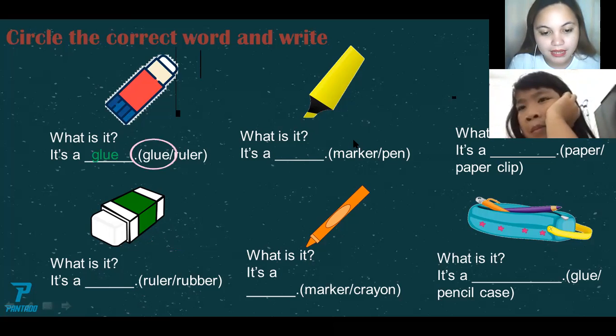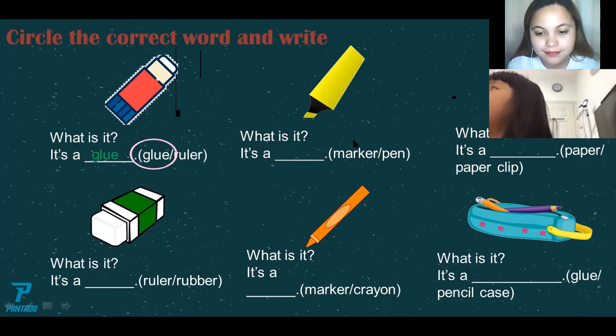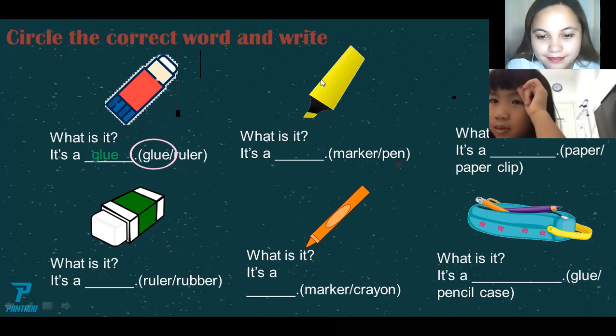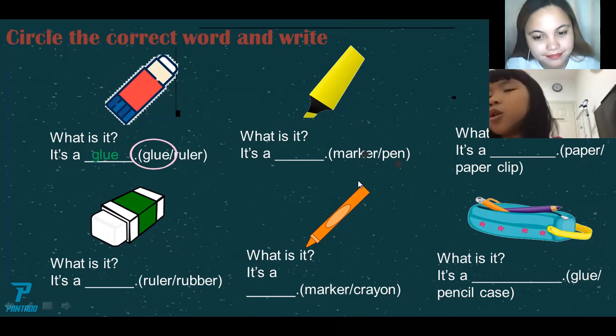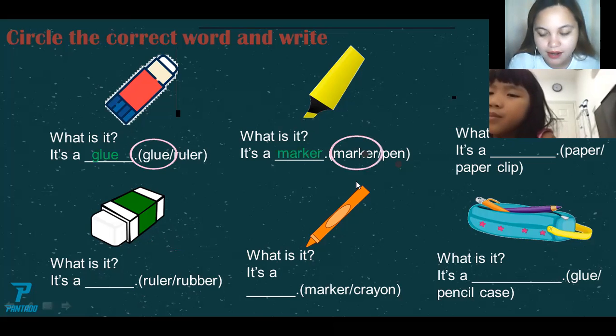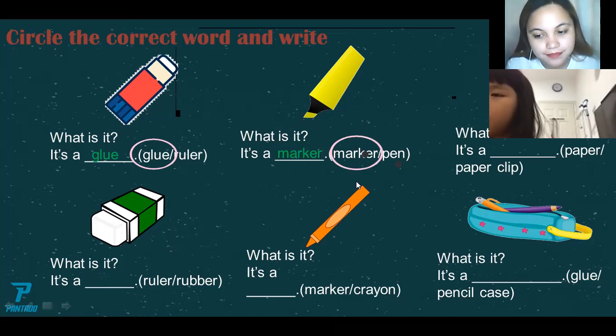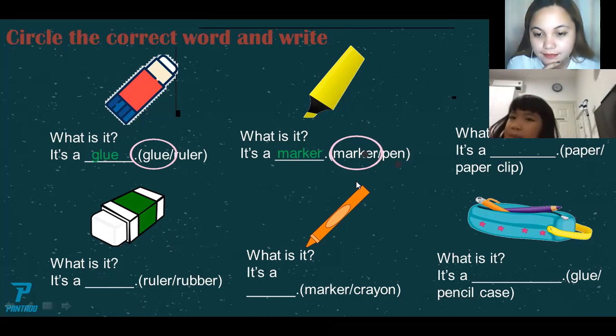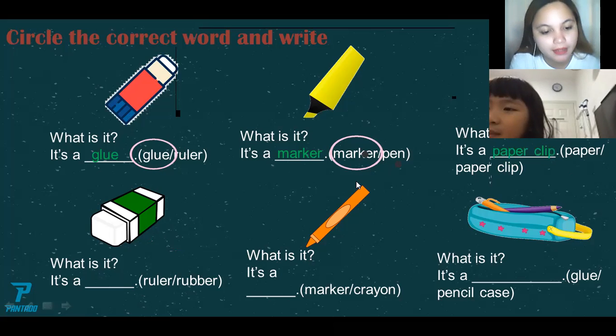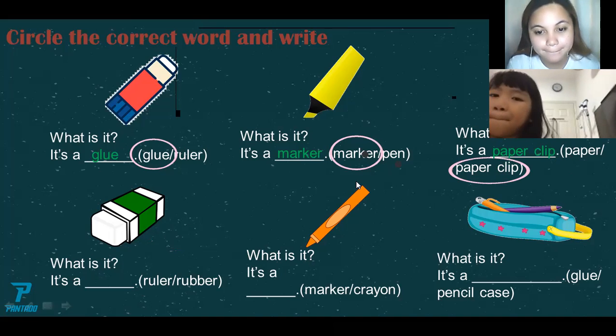What is it? It's a marker or a pen? Is that a marker or a pen? Marker. Okay, very good. It's a marker. Number three, what is it? It's a paper or paper clip. Paper. Again, paper or paper clip. Okay, very good. It's a paper clip. Number four, what is it? It's a rubber or a ruler. Rubber. Very good. It's a rubber. Next one.